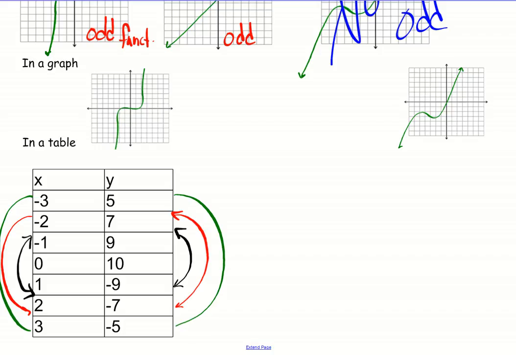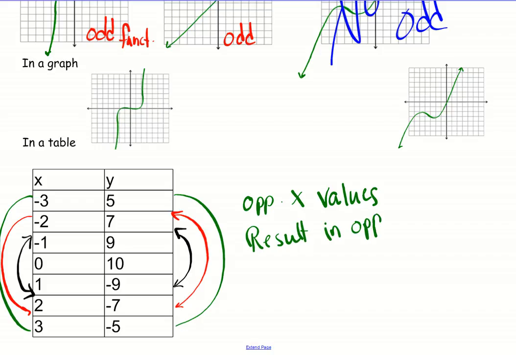So what I can say is if I build a table of values, opposite x values result in opposite y values. So we can look at a picture or we can look at a table of values and determine if we have an odd function.